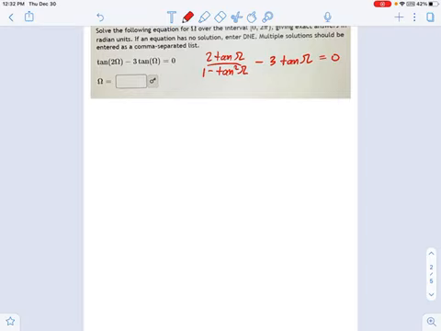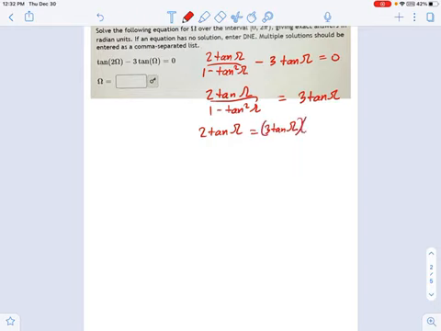See, these are all tangents. So let's see what we can manage here. This becomes 2 tangent omega over 1 minus tangent squared omega equals 3 tangent omega. I moved that 3 tangent to the other side. And now it's a fraction. I don't want it to be a fraction because I can't solve it until it's just a regular single line equation. So I'm going to say 2 tangent omega equals 3 tangent omega times 1 minus tangent squared. Okay, I multiplied both sides of the equation by the denominator.